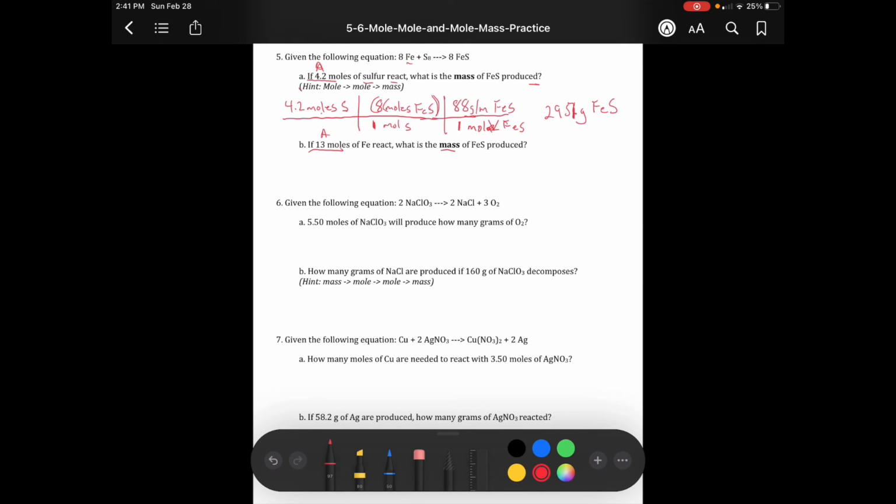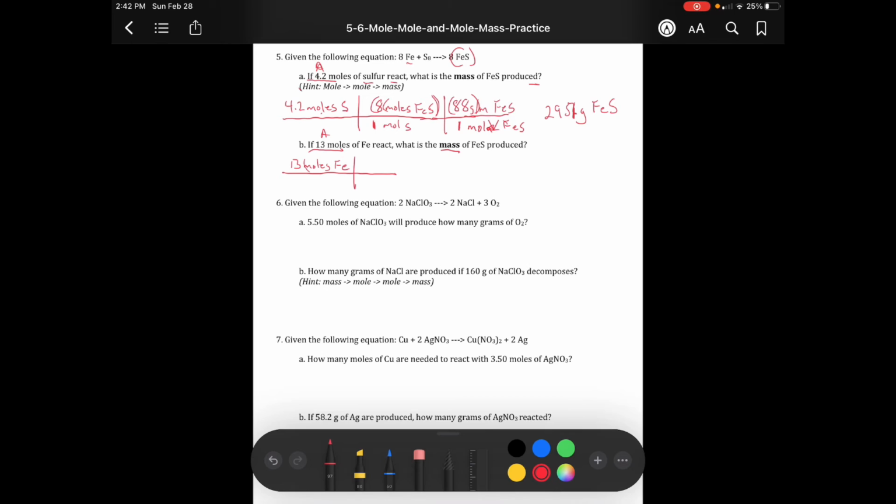Okay, now we're again going to the mass, so we're still going to need our molar mass, but we already did that. FeS is going to give us this 88 grams. We already did it by looking at the periodic table and adding it all up. So let's go ahead and do this. We're going to write down our substance A, 13 moles of Fe.